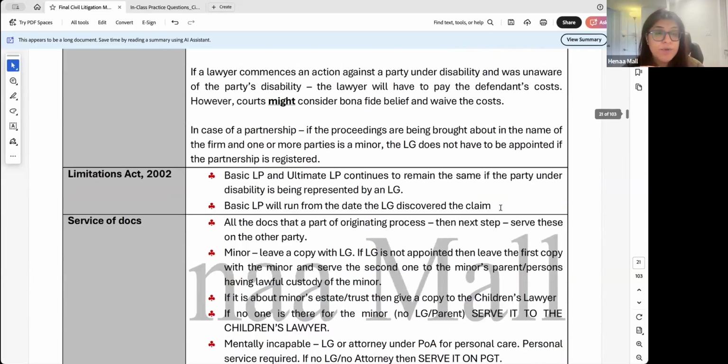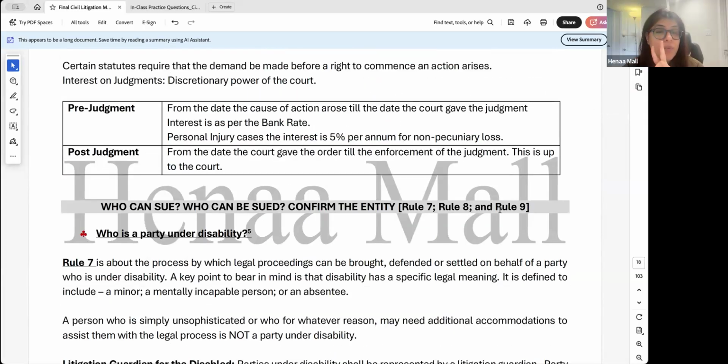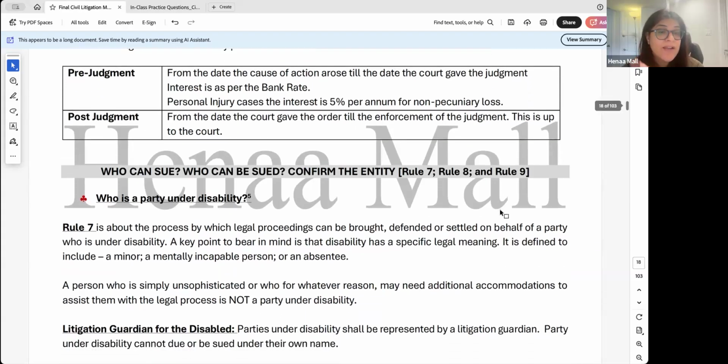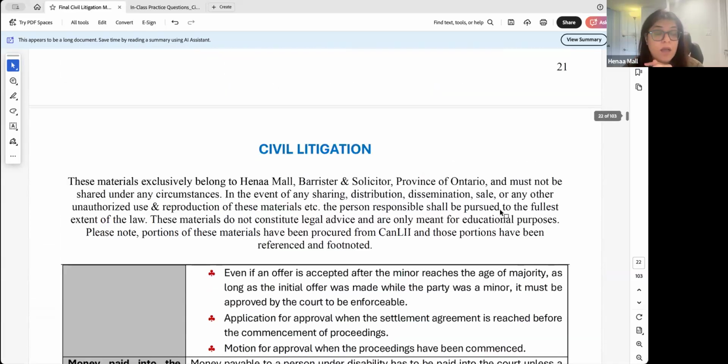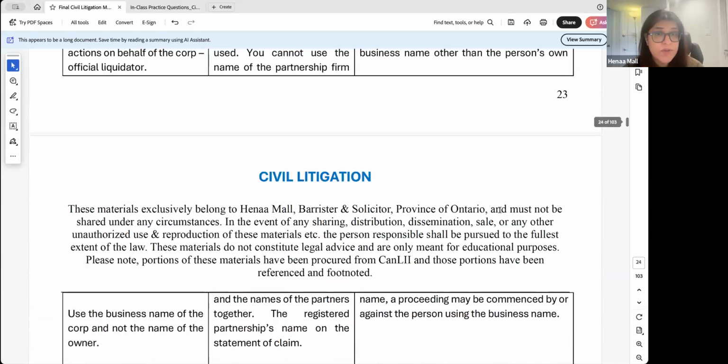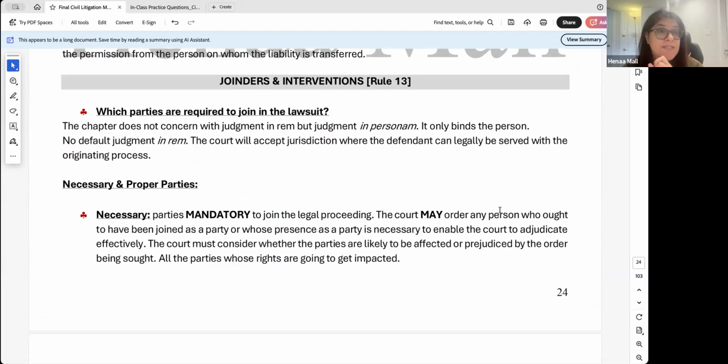I'm also going to look at who can be sued, who can sue, and confirming the identity. These are rules 7, 8, and 9 of the Rules of Civil Procedure. This will also be combined with bylaw 7.1 of PR, because that's where we start talking about identification and verification steps and protocols. These two things we are going to do, and we are also going to talk about joinders and interventions.